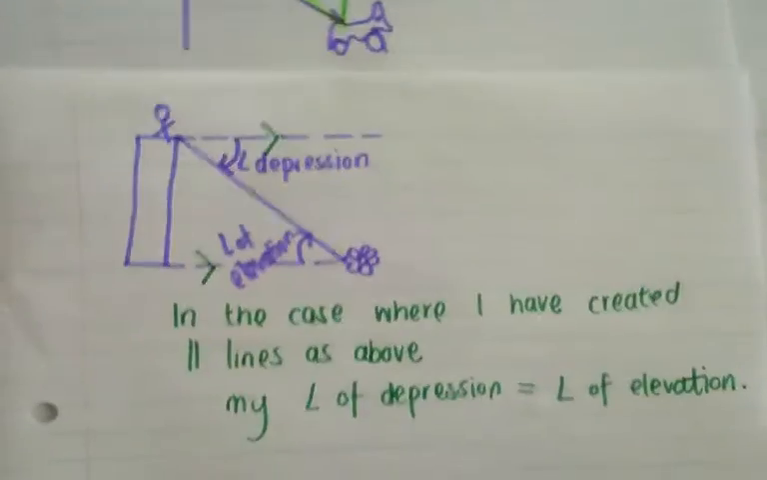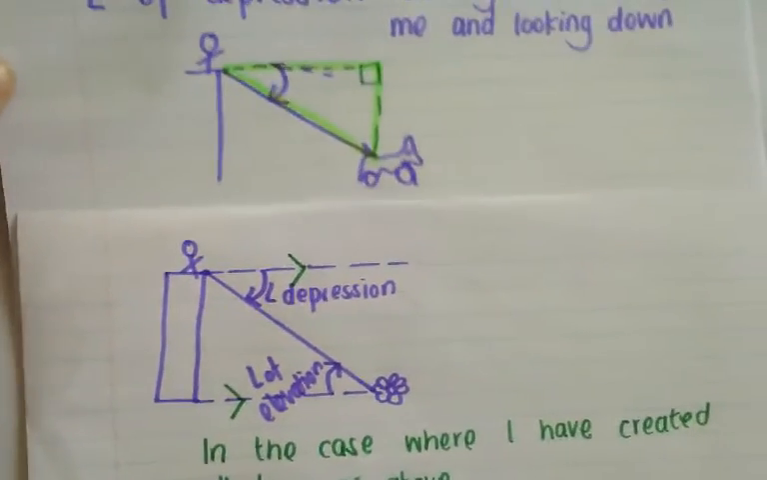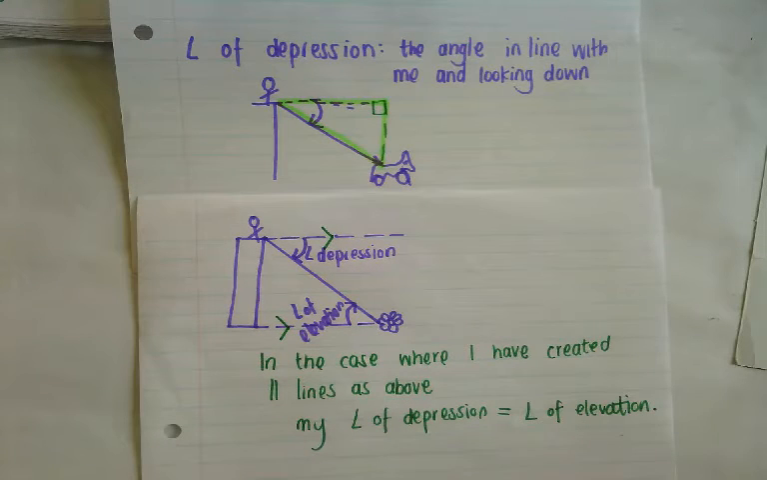So, like I have above, I'm trying to get both of these, I can't get it all in the same picture. Okay, there. In the case where I have created parallel lines as above, my angle of depression must equal my angle of elevation. And if I had to give a reason for that, I would say alternate angles are equal.